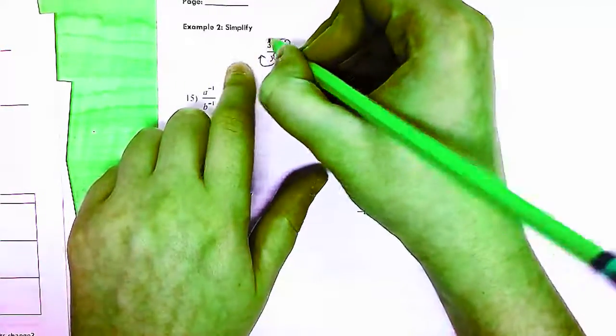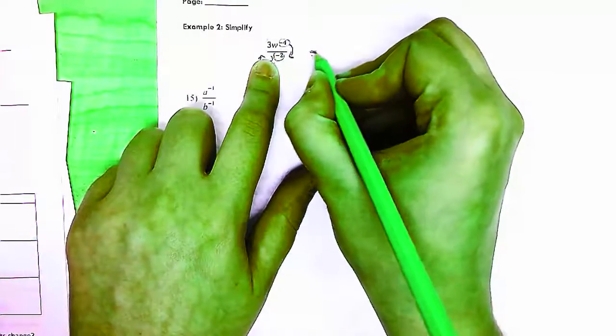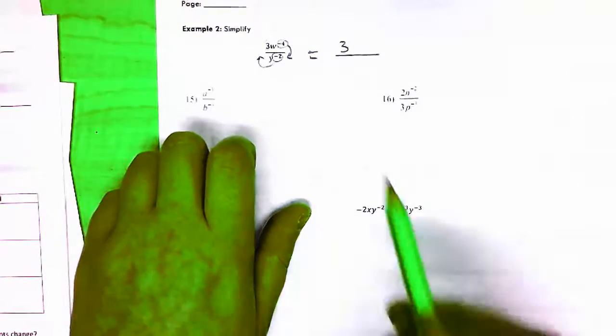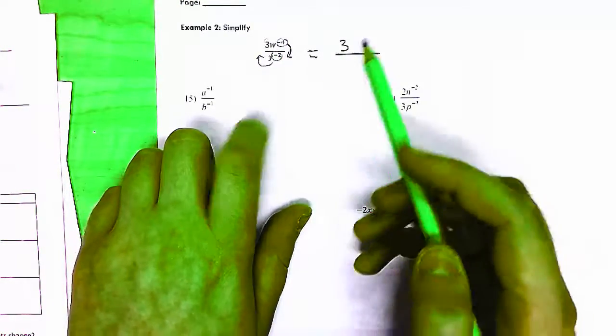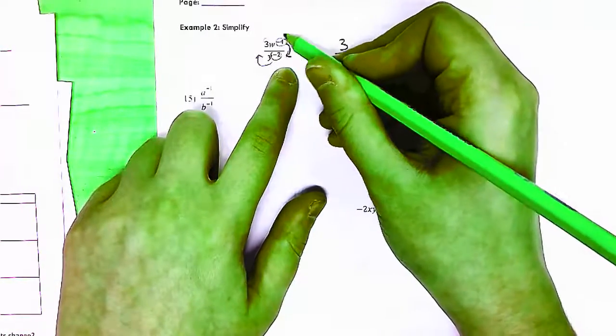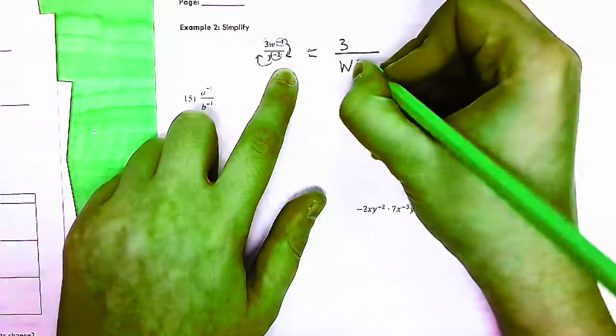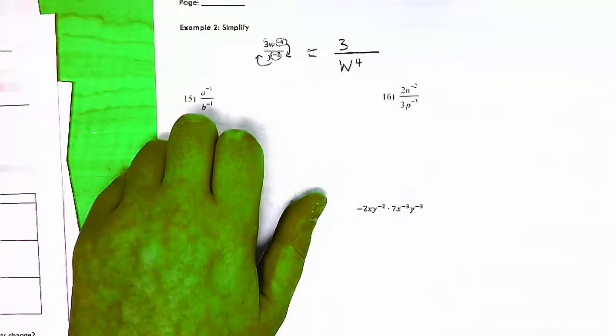So this 3 right here, do I see any exponents on my 3? Nope, I do not. So my 3 is just going to stay put. My 3 is just chilling in the numerator. But I have this w to the negative 4. I know I got to bring that to the denominator. So I'm going to write my w. And when I bring it down, my negative exponent in my numerator becomes a positive. So my w to the 4th is going to be in my denominator.